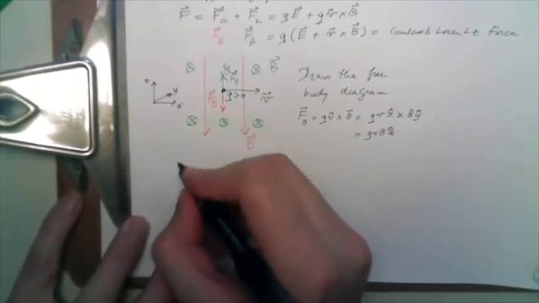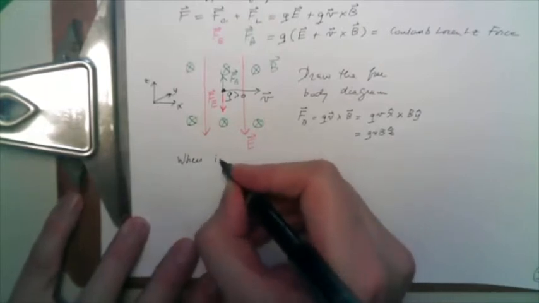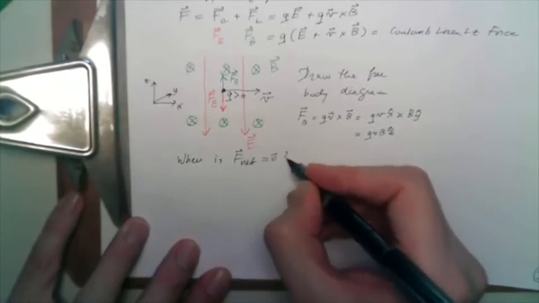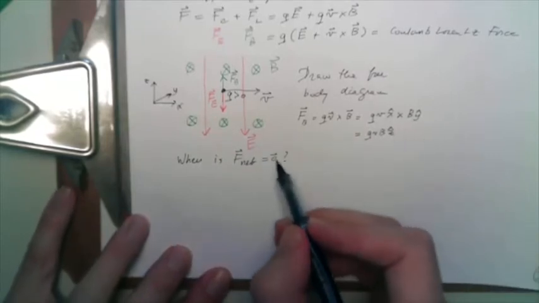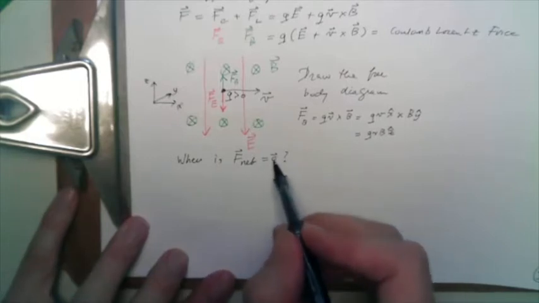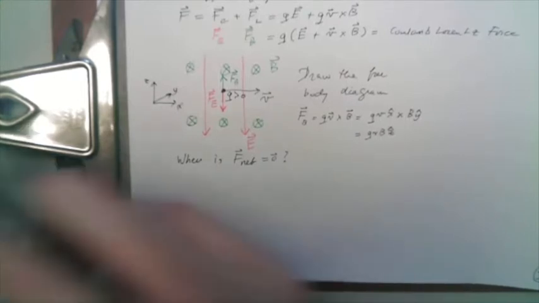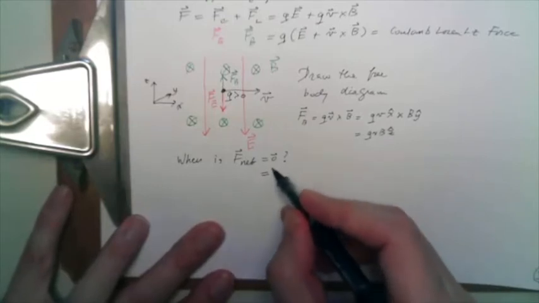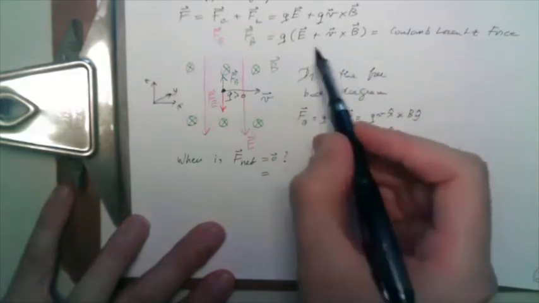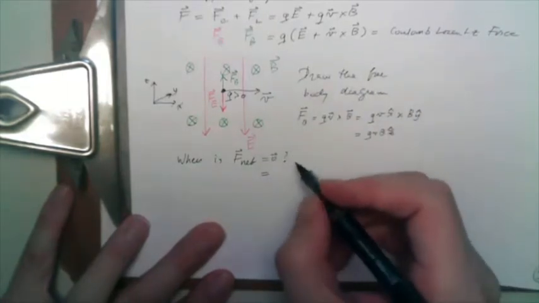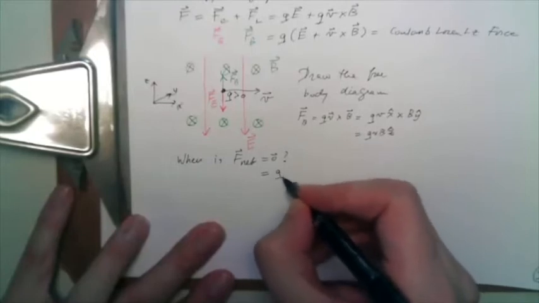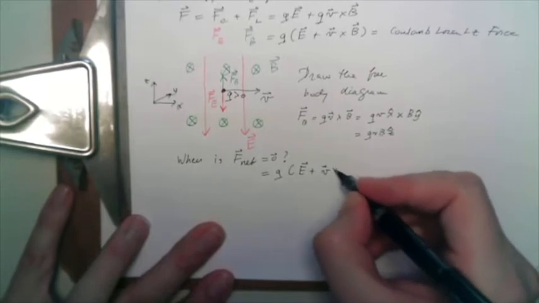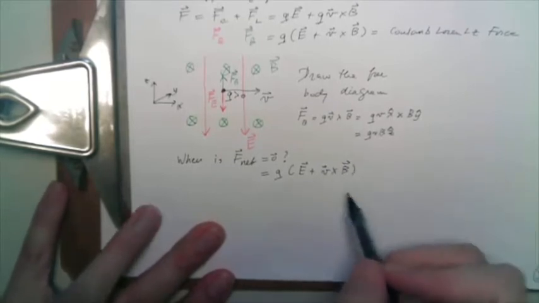When is F net 0? Again, 0 vector is a little bit of a funny object, because how can something have a direction if it has no length? But okay. So that's the sum of these two, the net force, or the Coulomb Lorentz force. When is that 0? Well, Q times E plus V crossed with B.